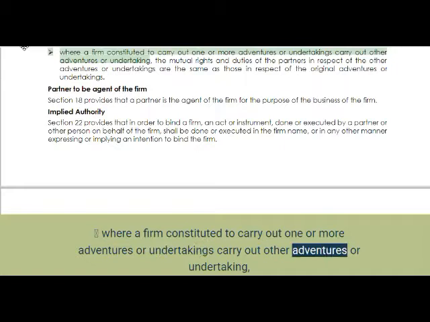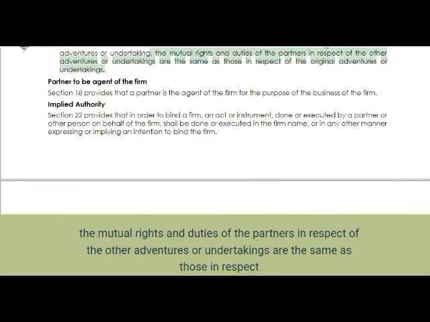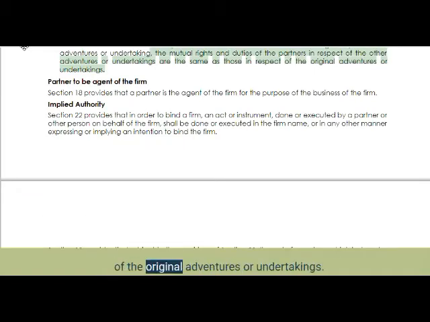Section 15 provides that subject to the contract between the partners, the property of the firm shall be held and used by partners exclusively for the purposes of the business.